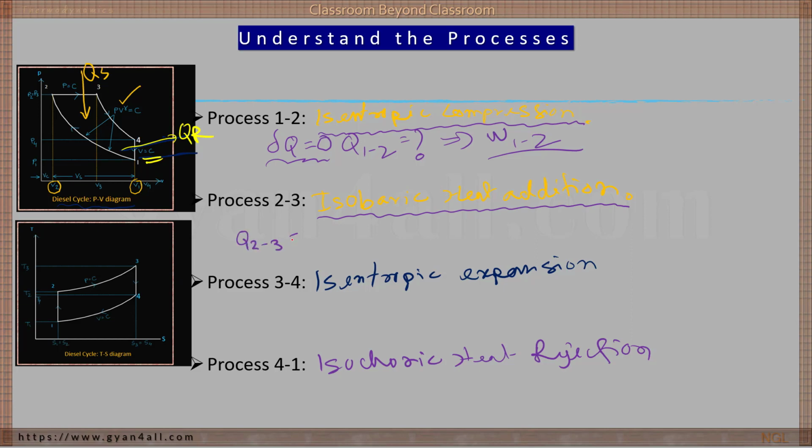Can you remember the formula for heat interaction during a constant pressure process? Just try. Very good, if you can. MCV into T2 minus T1.